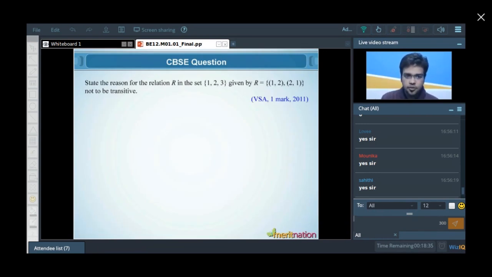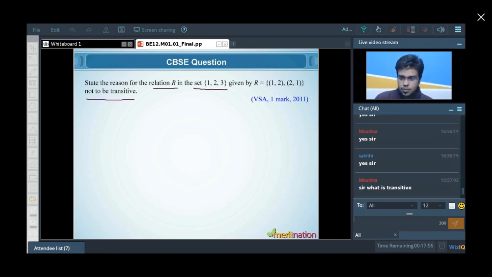State the reason for the relation R in the set 1, 2 and 3 given by R has elements (1, 2) and (2, 1), for the relation to not be transitive. We need to state why it isn't transitive. Why isn't the relation R on set 1, 2, 3 transitive? So, what is transitive actually? First, we need to find out what is meant by transitive.